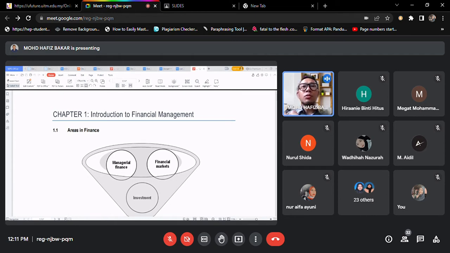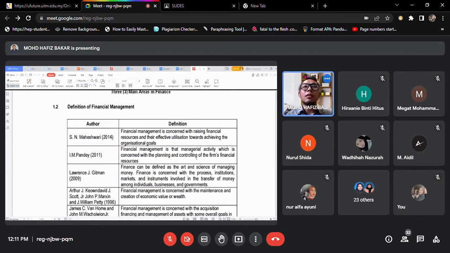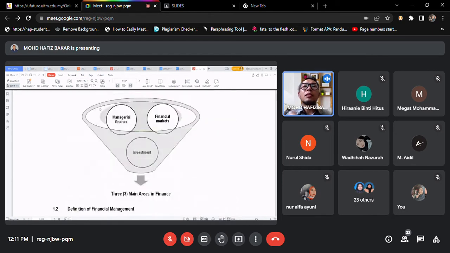Okay, so let's go to the introduction to financial management. In finance there are three main areas. If you can see in this, apa kita panggil ni macam corn ni kan, pun basket lah. So there are three main areas in finance. First is managerial finance. Managerial finance is the calculation activity, the analysis part, assessment, like our subject financial analysis, we do the calculation, we do the investigation, analysis, assessment, calculations, and so on.